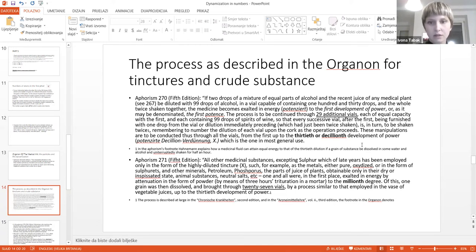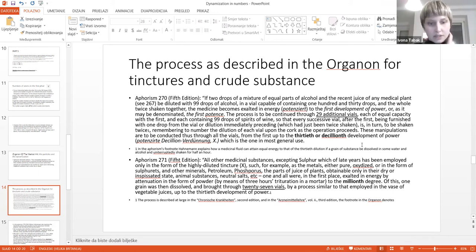And if we do the math, here we see that the decillionth and the 30th potency are basically one and the same. Why? Because the decillionth is 10 to the exponent of minus 60, and C just denotes 100, so two zeros. Two times 30 is 60. So it's actually really the same.